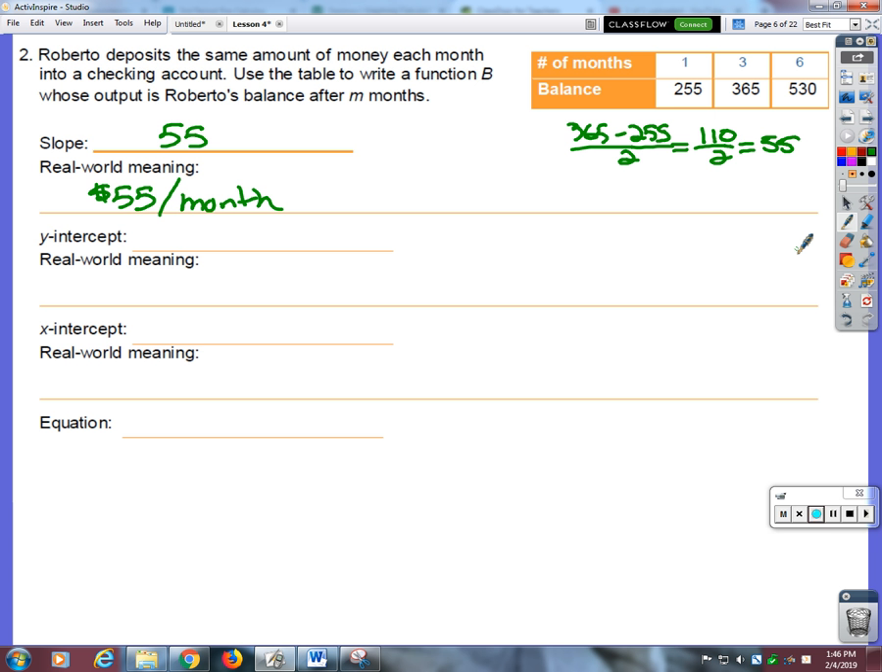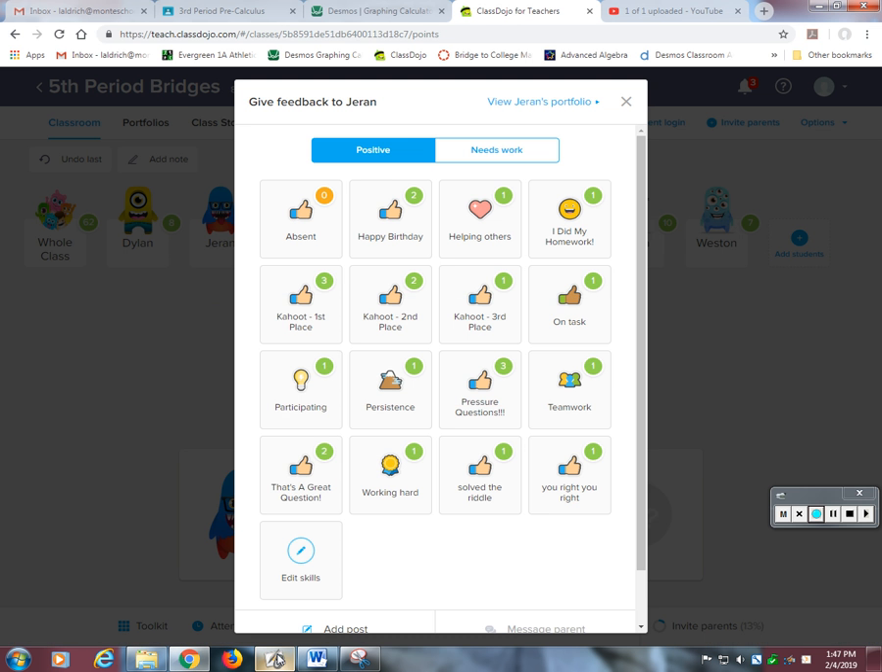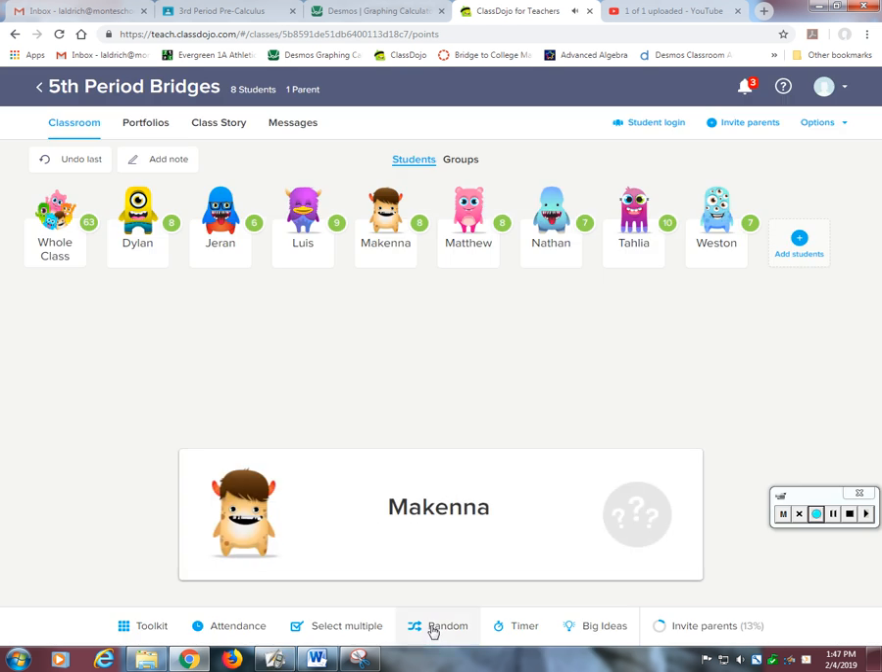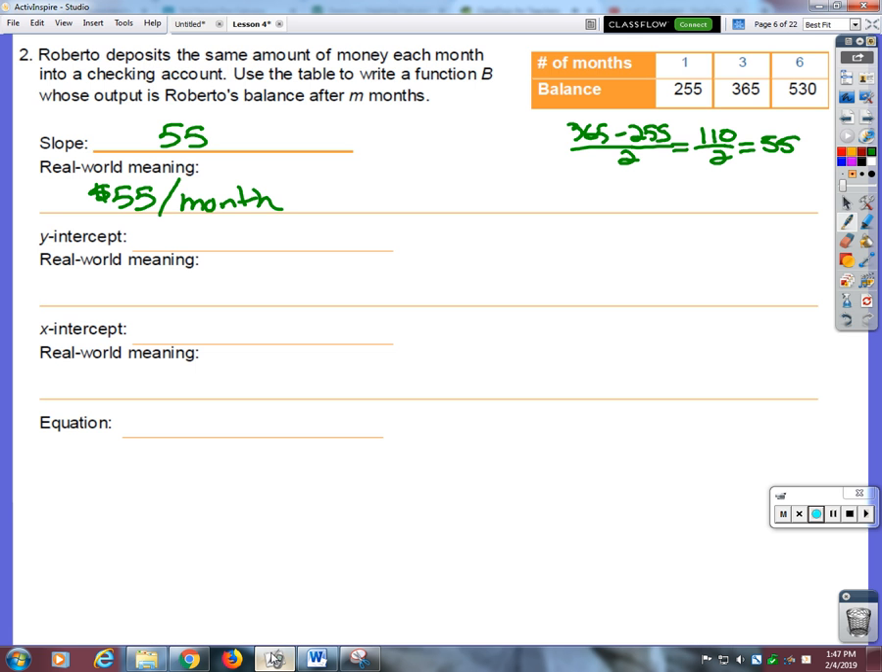Okay, so the slope is 55, and it's from putting in $55 per month. All right, same thing. We're up on our game a little bit here. McKenna, this is definitely you. What is the Y-intercept? If they're putting in $55 a month, and after 1 month they had $255, how much did they start with? Yep, absolutely right. The Y-intercept is 200, and what does that represent in this problem?